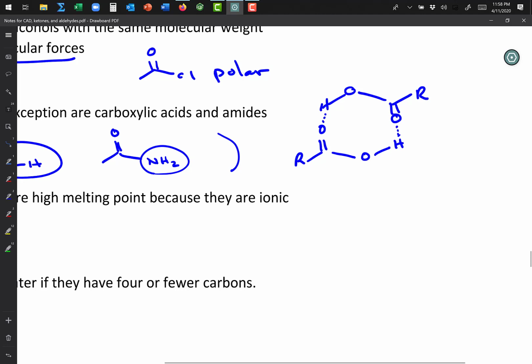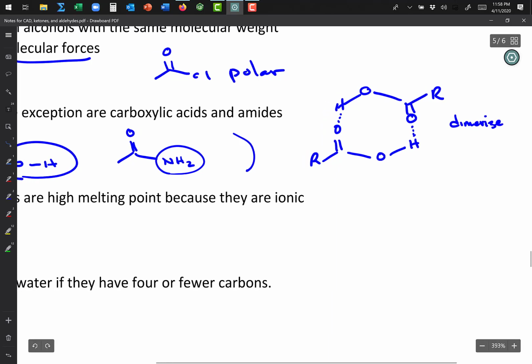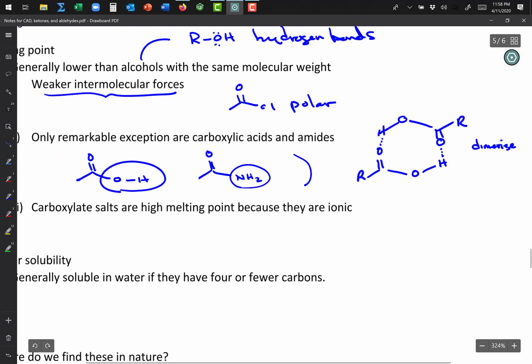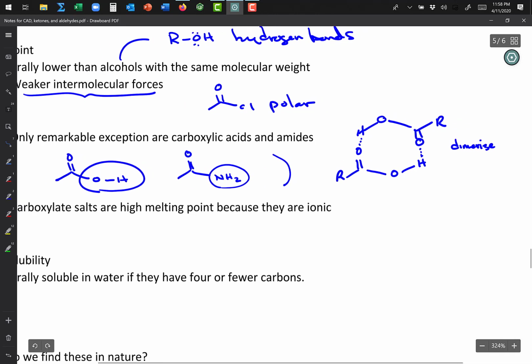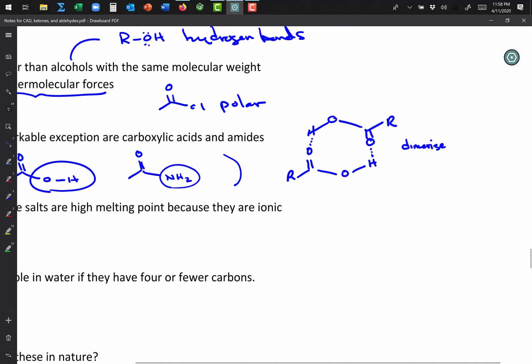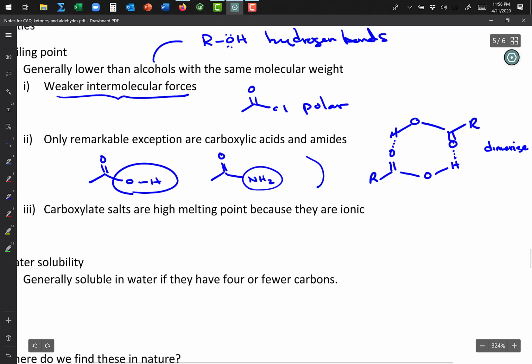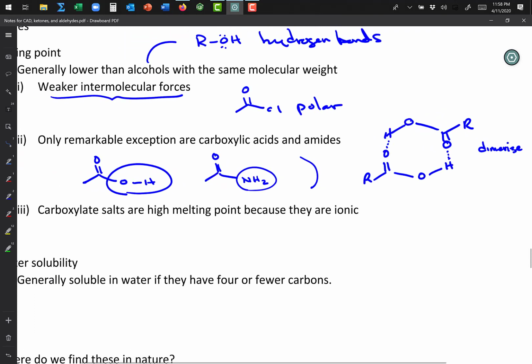Well, they don't sort of, they do form a ring. And they essentially dimerize in solution, or when they're pure, as a pure substance. And so what ends up happening is it effectively increases their molecular weight and causes them to bond together very strongly. And so carboxylic acids and amides, the thing that's remarkable about them is that for their weight, their boiling points and melting points tend to be about twice that of other compounds of similar molecular weight. So instead of, let's say, boiling at 60 degrees, it'll boil at like 200 degrees, that kind of thing.